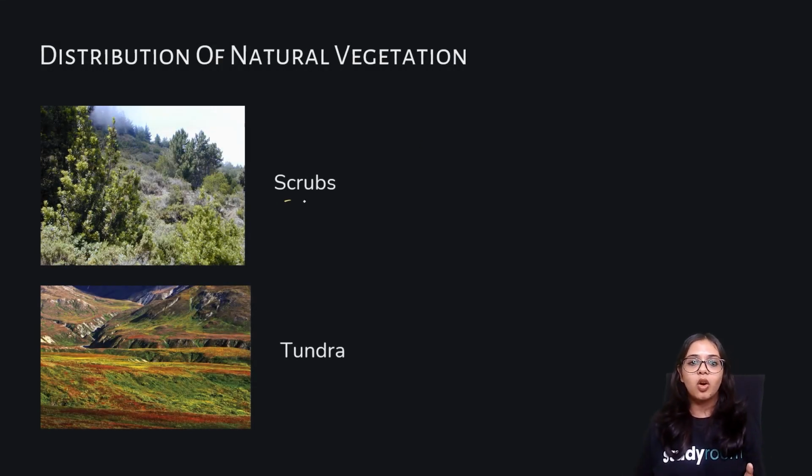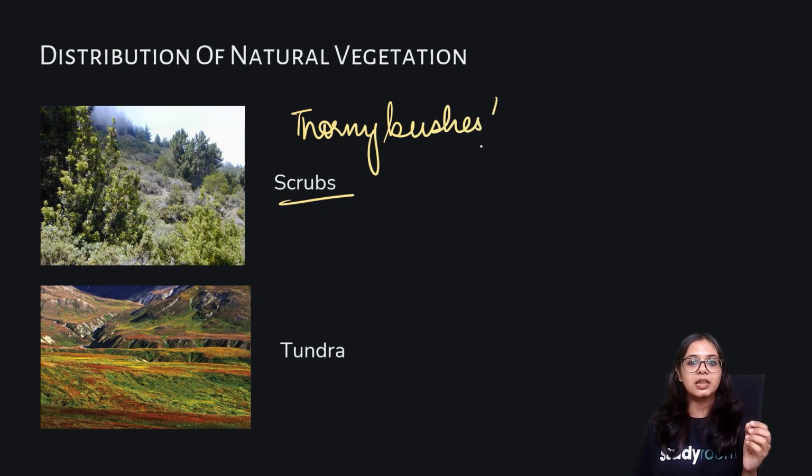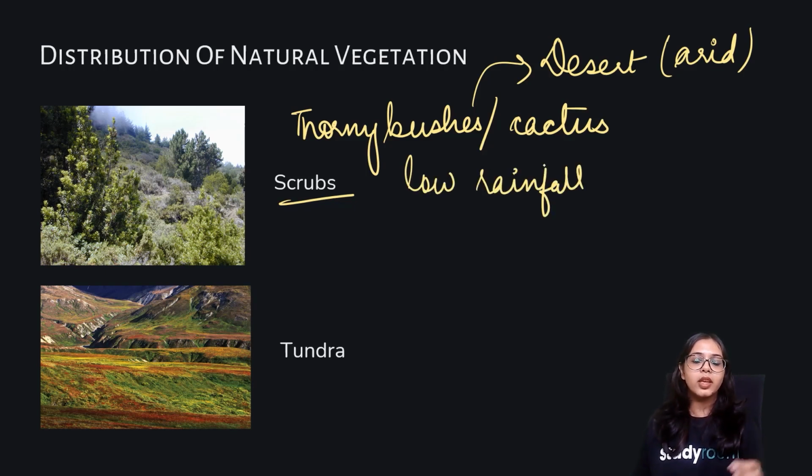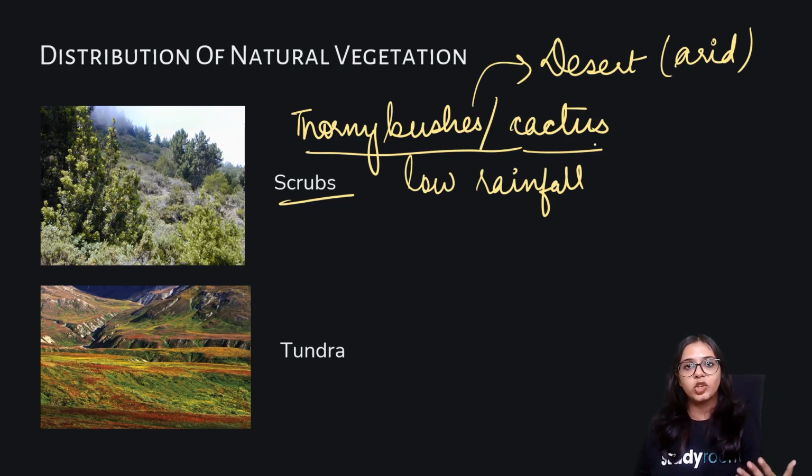Okay, then scrubs, or rather thorny bushes, or cactus, they are present in dry or desert areas that are arid. Okay, that have a low amount of rainfall, and often because they have low rainfall, there is a natural need to conserve whatever amount of water one is having. So naturally these thorny bushes or scrubs or cactus are coated with a waxy substance. Okay, that prevents over transpiration, or sometimes prolongs the transpiration process.